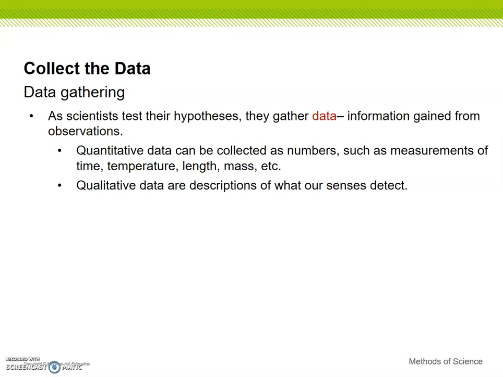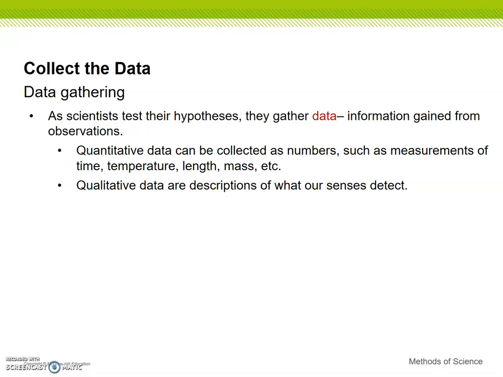During an experiment, it's also very important to gather data. As scientists test their hypothesis, they gather data, which is information gained from observations. There are two types of data. We have quantitative data and qualitative data. Quantitative data can be recorded as numbers, such as measurements of time, temperature, length, and mass, etc. Quantitative data is always going to be numbers. It's a quantity. It's a numerical value. So when you hear quantitative, think numbers.